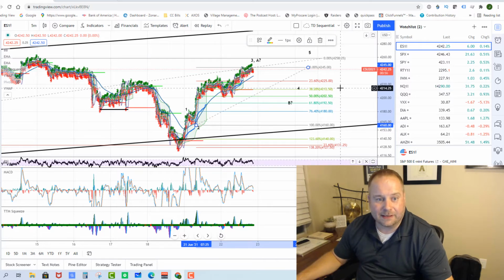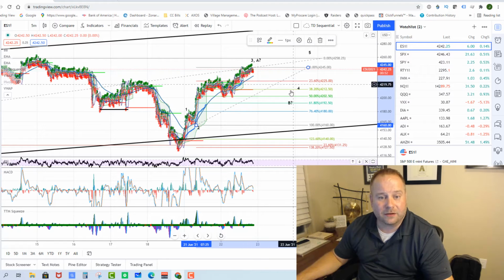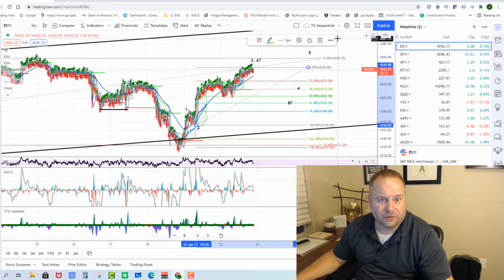The reason for this is if we are in wave 3, we should pull back to 42.15 before completing wave 5 higher to about 42.65, somewhere in that region. If we are in a wave A, we should pull back down here to where the B wave is, around 41.90, and then complete the higher move up to 4,300.